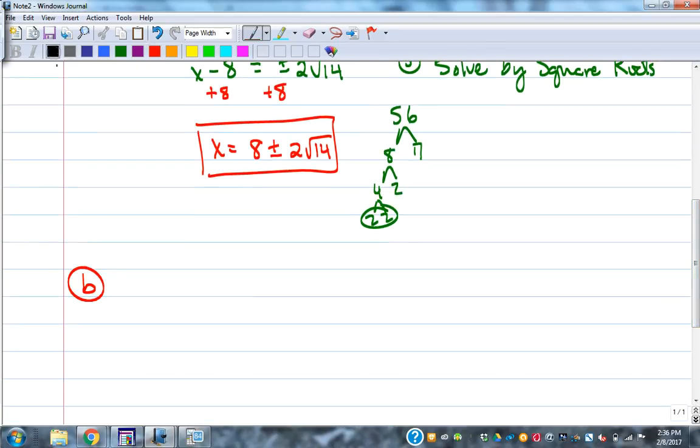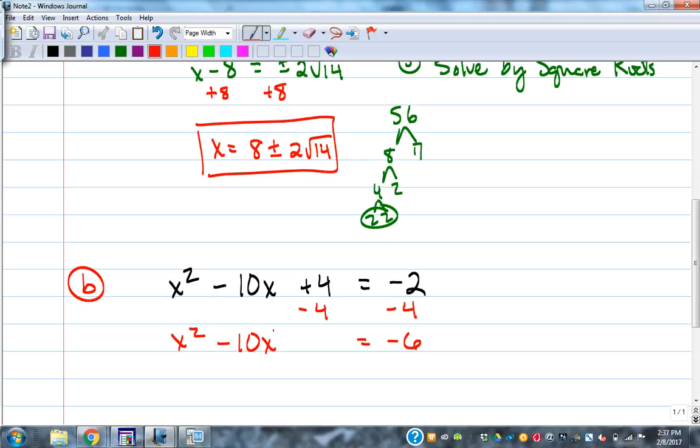Example B. Let's say we had x squared minus 10x plus 4 is equal to negative 2. So it's not equal to 0 this time. That doesn't matter. It doesn't really matter if it's equal to 0 or what it's equal to. The first step was to do what? Yeah, move the constant. Subtract the 4. That's right. So I'm going to subtract 4. It's going to give me negative 6 over there. And I'm leaving that space there because I'm going to add half of b squared.